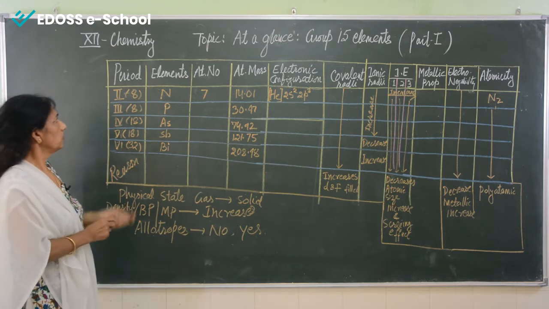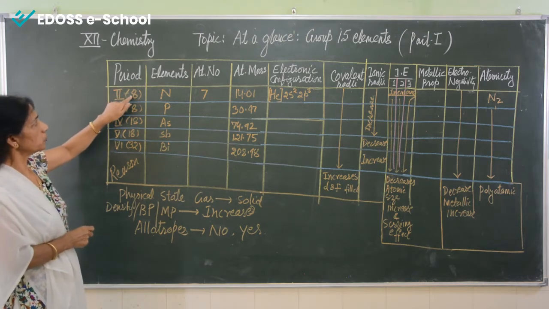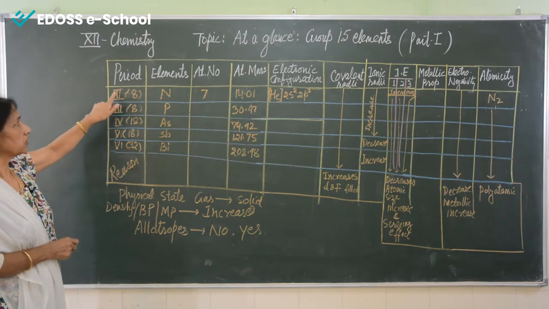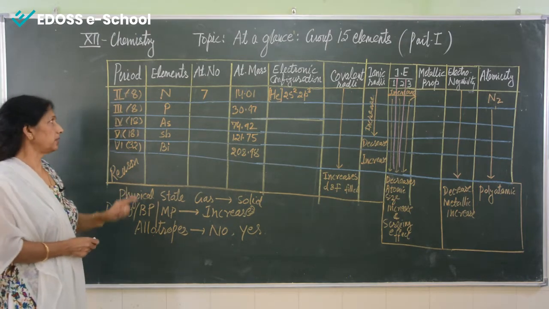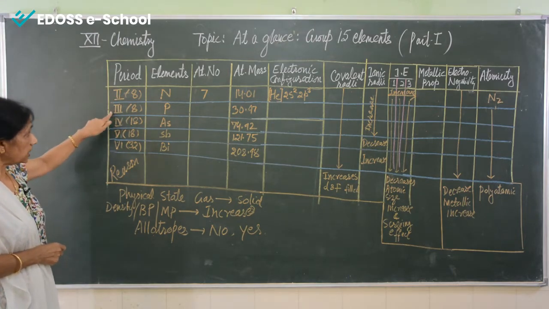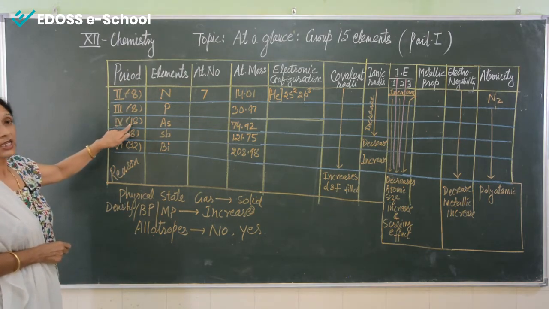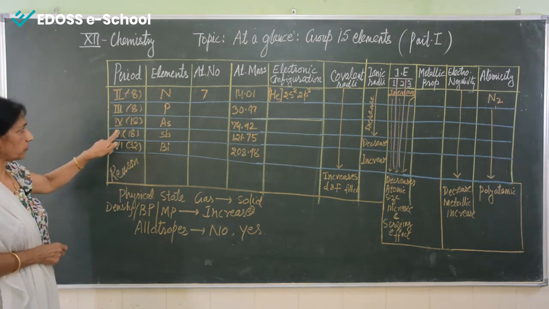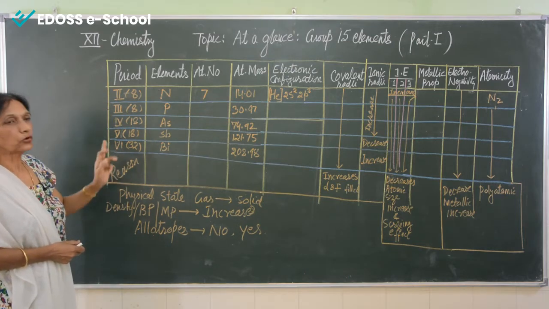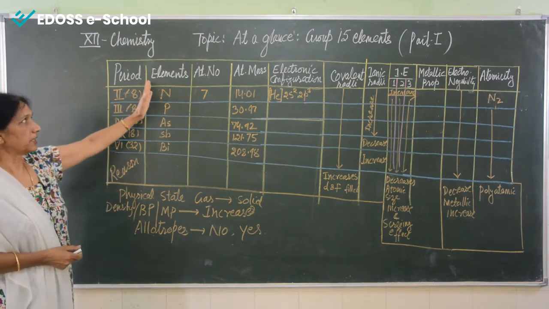Now I have written some numbers. What are these numbers? In the second period there are a total of 8 elements, so I have written 8 in the bracket. Similarly, the third period also contains 8 elements. In the fourth period 18 elements are present, and in the fifth period also 18 elements. But in the sixth period the total number of elements is 32. So this is the period and these are the names of the elements.